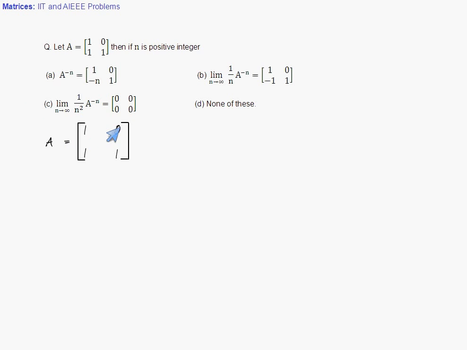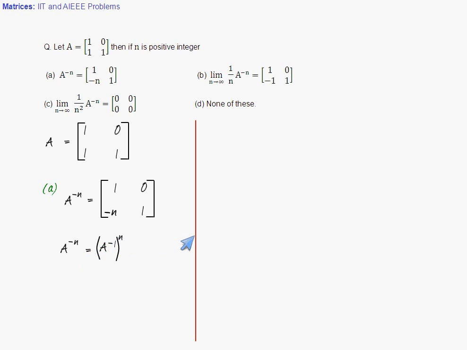Now the first choice that is given is that we have to check that A to the power minus n is equal to 1, 0, minus n and 1, this matrix. Now how will I proceed? What I can do is this: A to the power minus n can be written as A inverse whole to the power n. Now I will calculate A inverse.